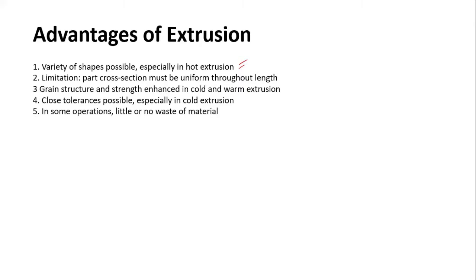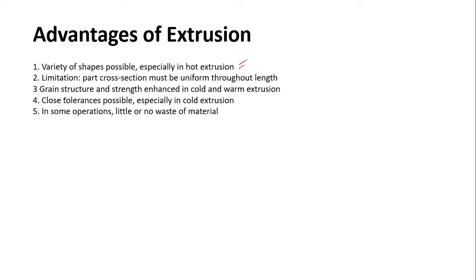if you check out the advantages of the extrusion process, it is capable of producing a variety of shapes, especially in hot extrusion, as we have discussed time and again that hot working processes are capable of producing significant plastic deformation and shape change. The second one is a limitation, as we discussed in the last slide, that the cross section that can be produced using the extrusion process is uniform throughout the length. So this is one of the advantages as well as the limitation of this process.